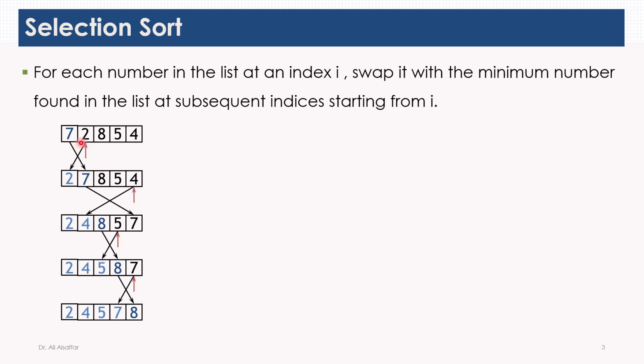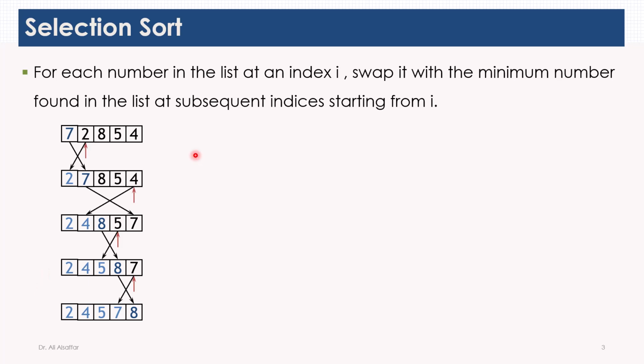We start from every element and look for the minimum number on the right-hand side of this element. So basically we are finding the first minimum, the second minimum, the third minimum, the fourth minimum, the fifth minimum, until all numbers are put in the right place. As you see, the algorithm depends on swapping between elements inside the array.